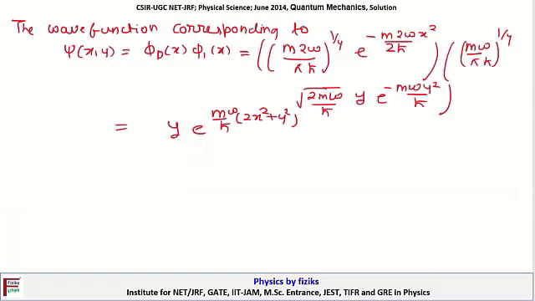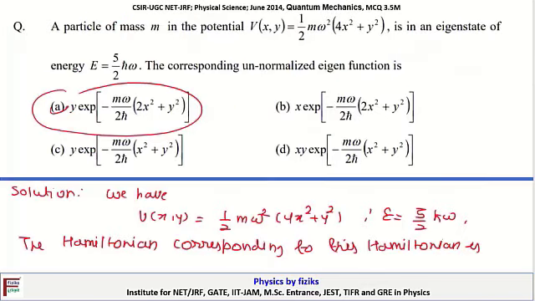Here we would be having 2ħω cut, so 2ħω would turn out to be outside with a negative sign. So our correct answer would be minus mω 2ħω (2x² + y²), option C.